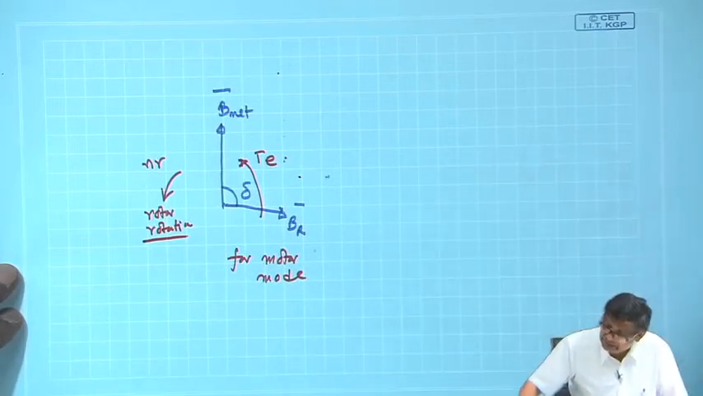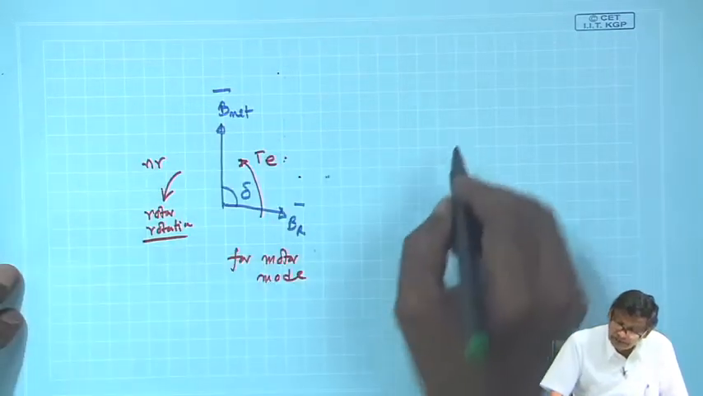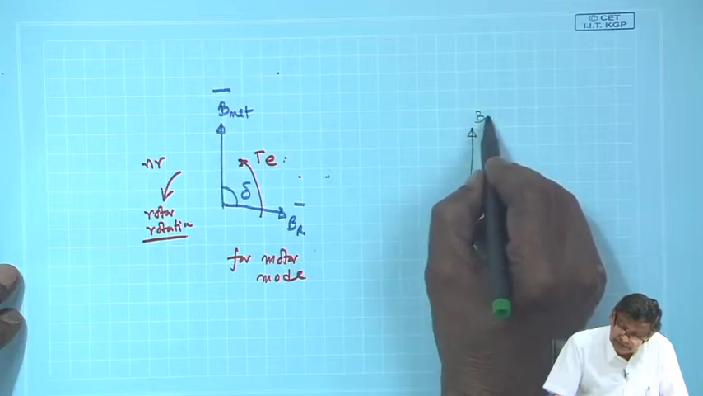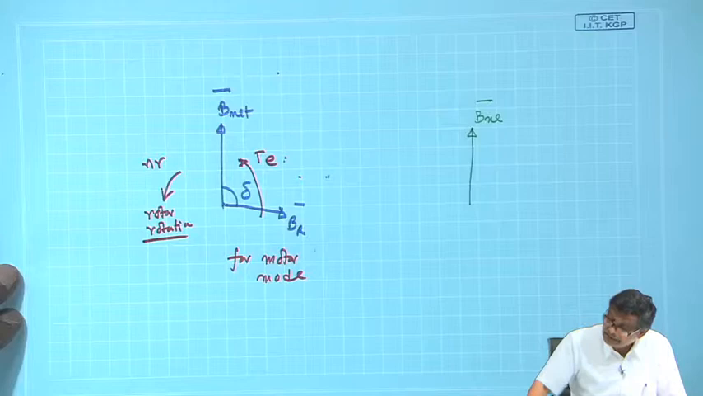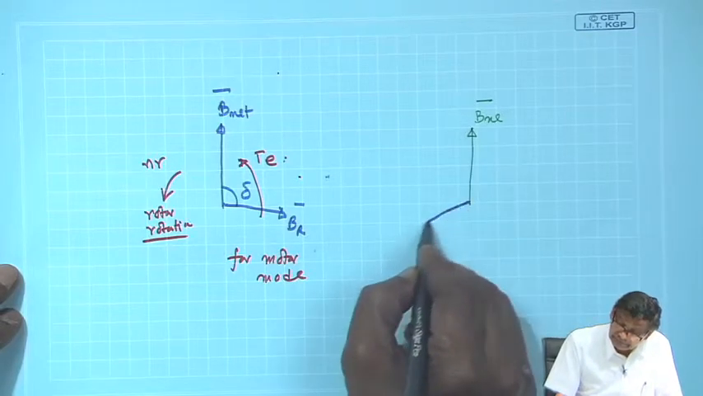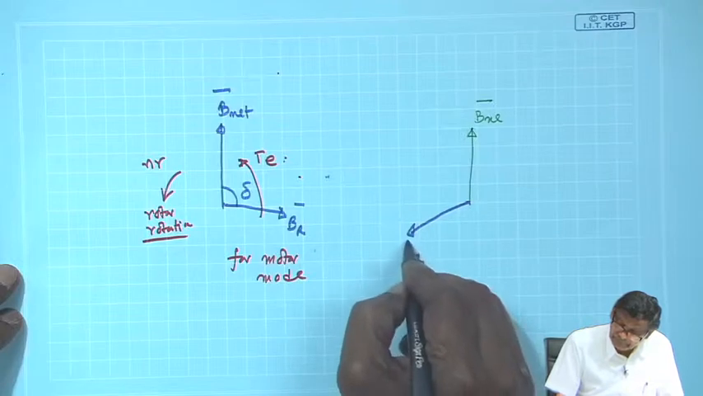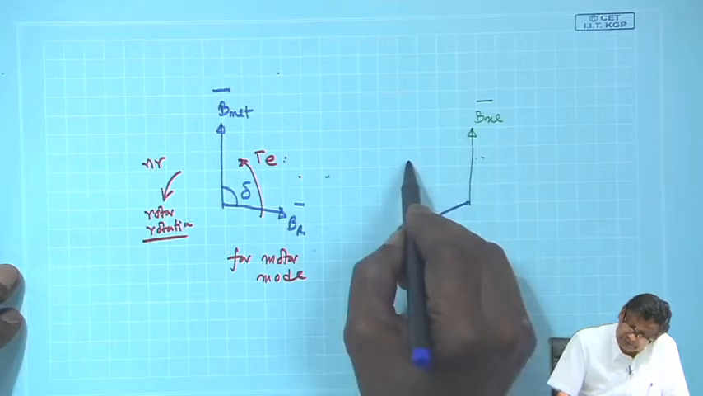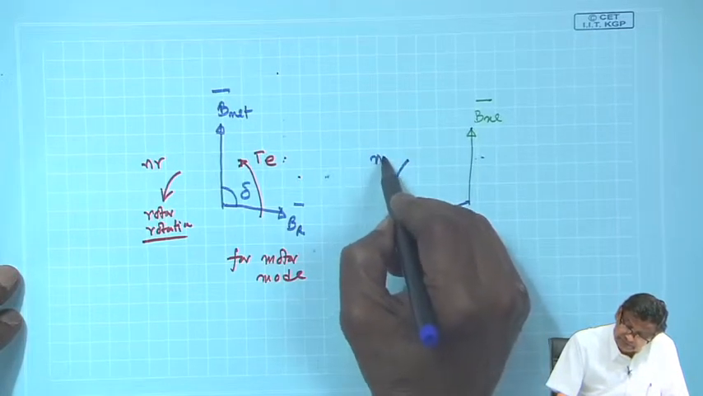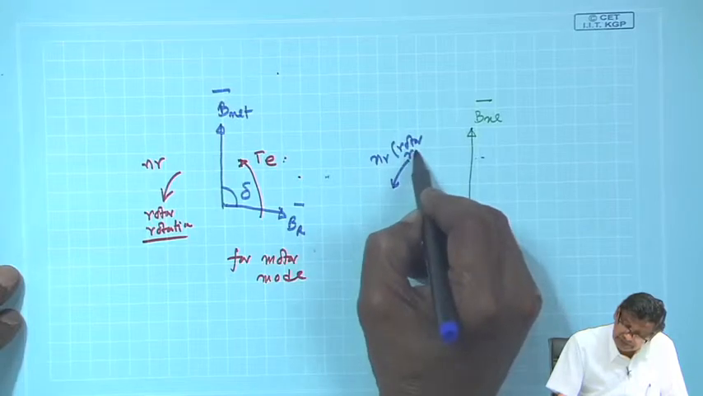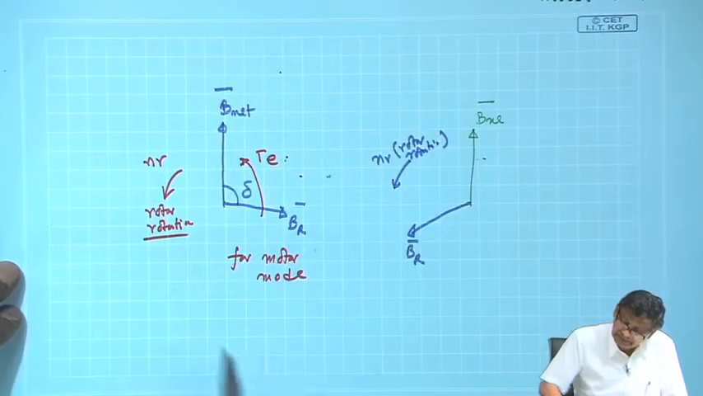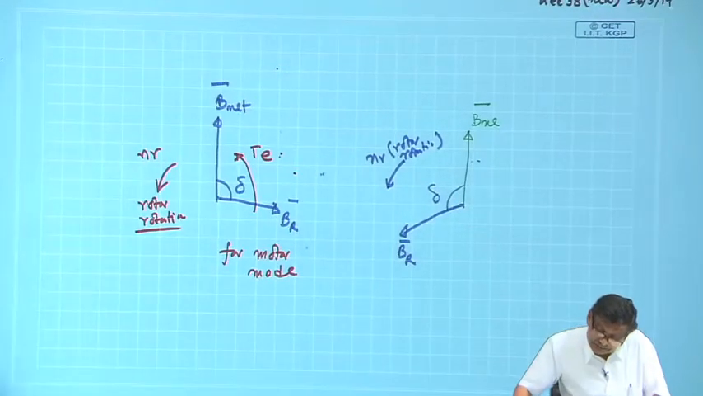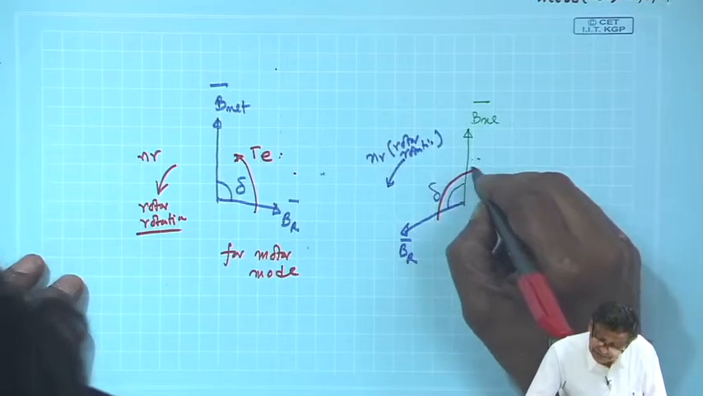And for generator mode, BR will be here, this is B net, and BR will be somewhere there. Direction of rotation of the rotor is once again this, rotor rotation will be there, delta torque angle is this, but the direction of the electromagnetic torque will be this way.